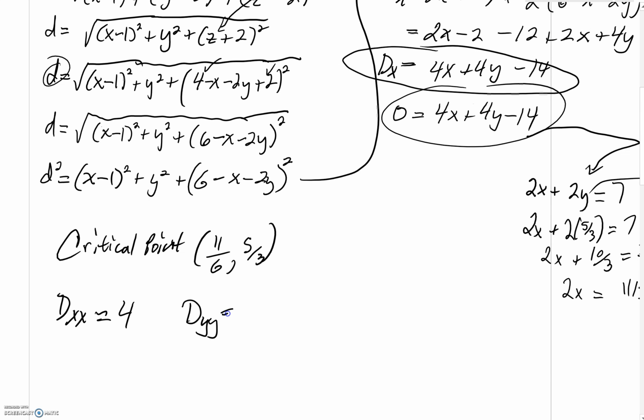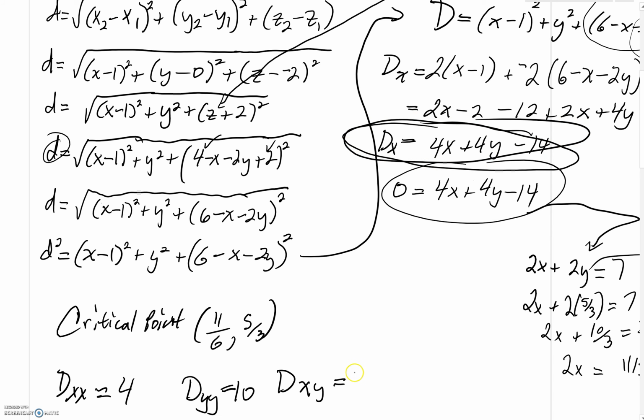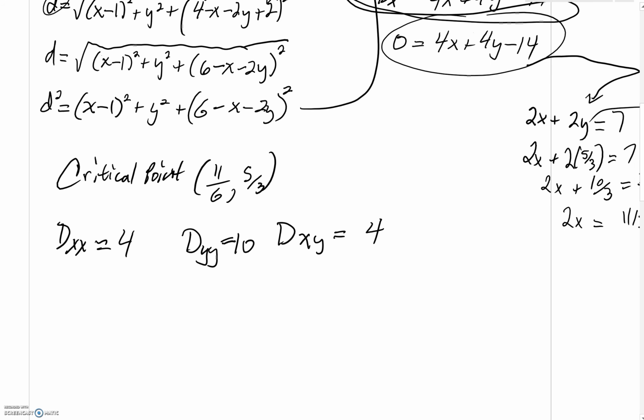And then we should also find a dxy. Well, if we go back up to dx, and now we take our derivative with respect to y, you'd just be left with a 4. So we're going to finish with that little table that we had.